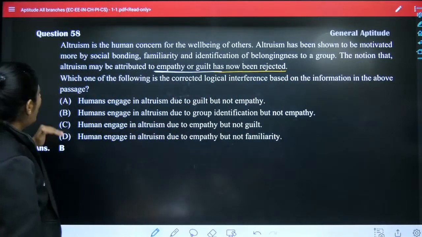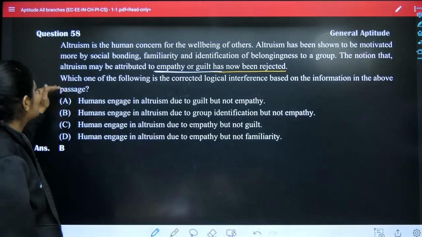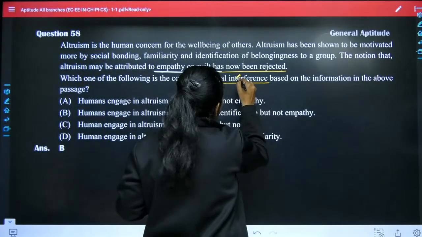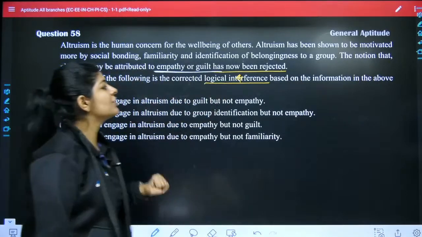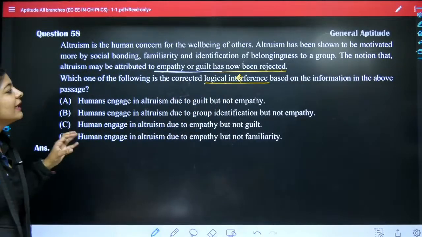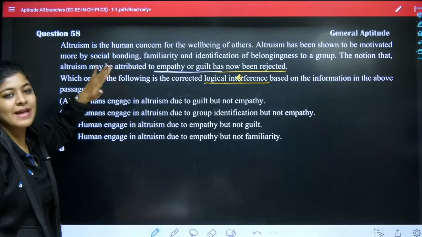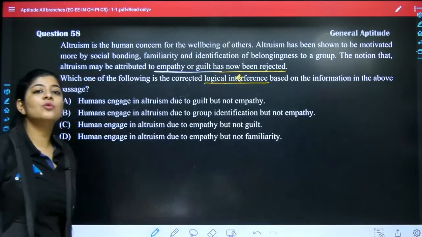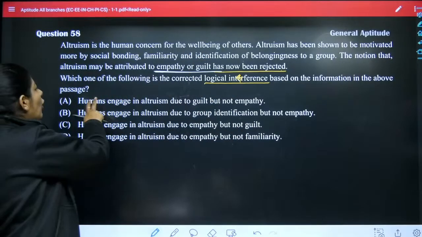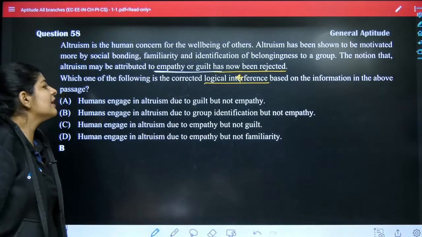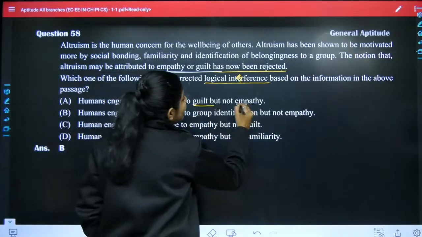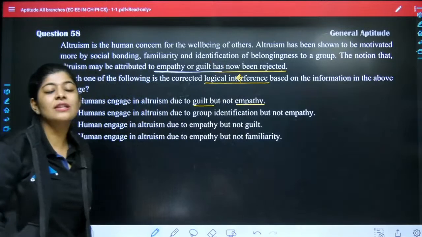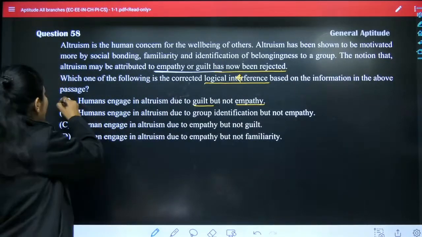Now, if we check the options, what we have to do first is read out the question completely. Which one of the following is the correct logical inference based on the information in the above passage, right? Now we need to find out with the help of this passage what we can say. If we see the words empathy and guilt, they are used in the same tone, right? But if we check the options, option number A, humans engage in altruism due to guilt but not empathy. They both are used in opposite tones. But in the given passage, they both are used in the same tone. So option number A is eliminated.